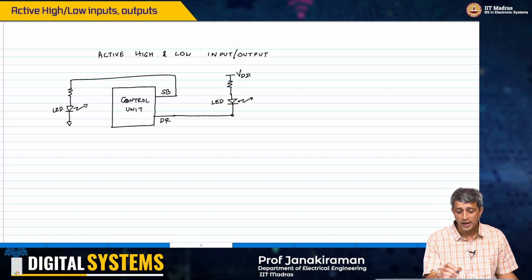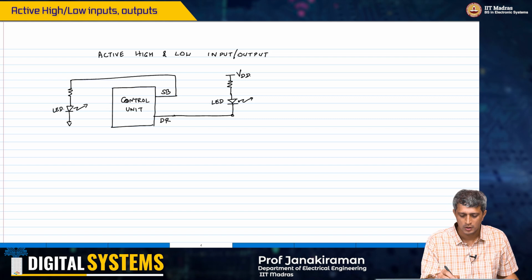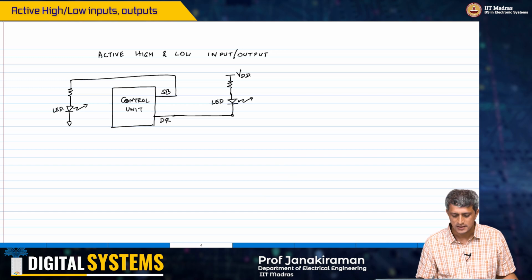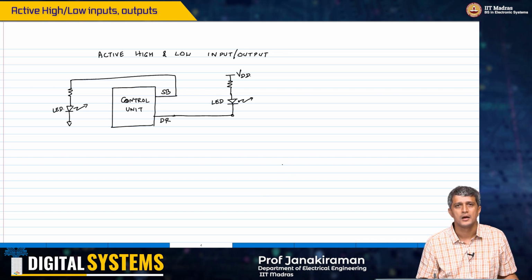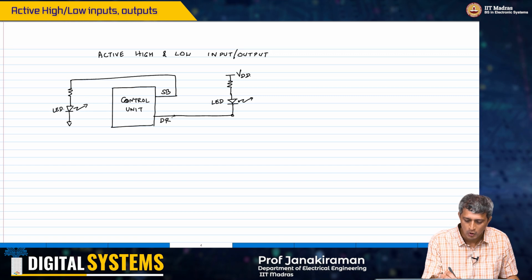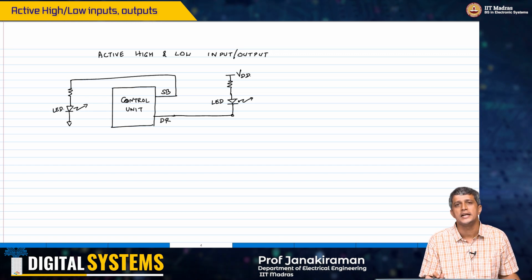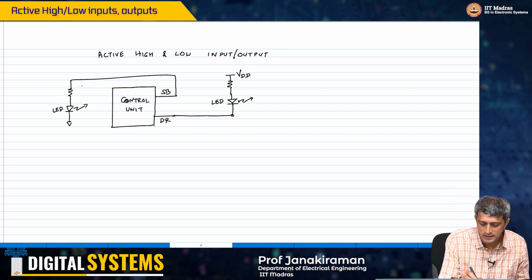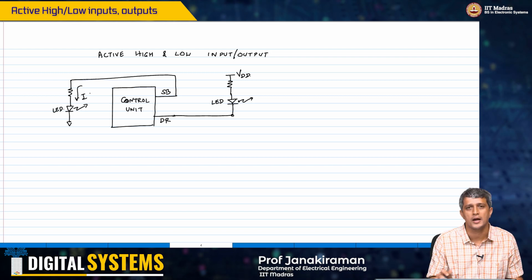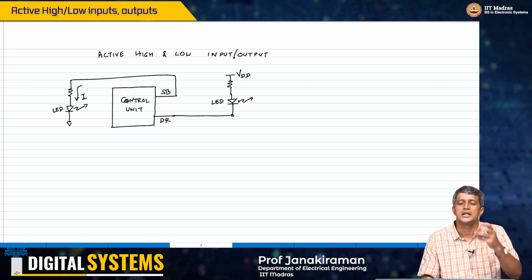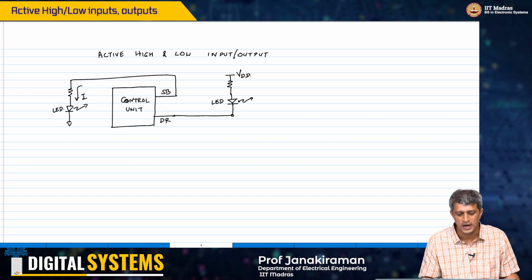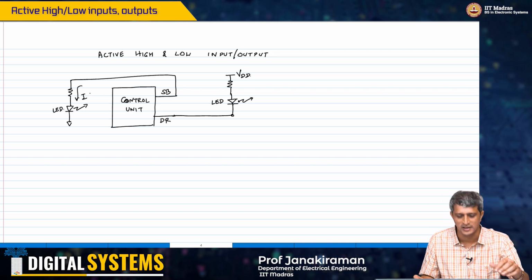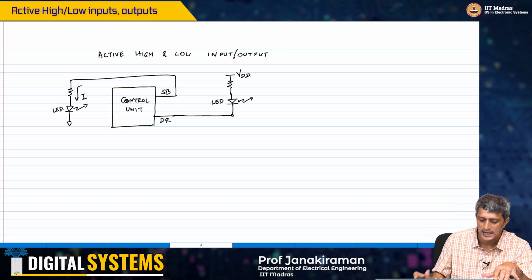So the difference between this DR and SB is that what we want here is essentially DR to activate the LED only when DR goes low. So how does this LED work? It needs some current. If you allow some current to pass through it, it will emit some light. And this resistor is just a current limiting resistor. The idea is very simple.